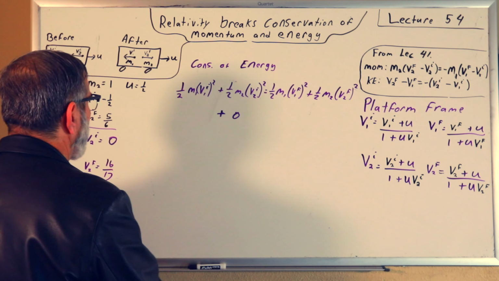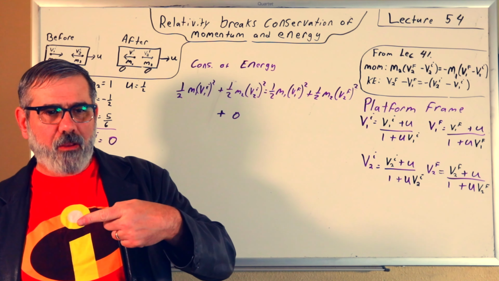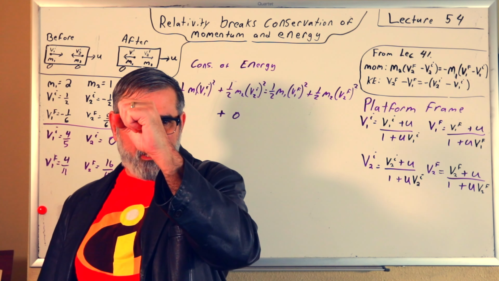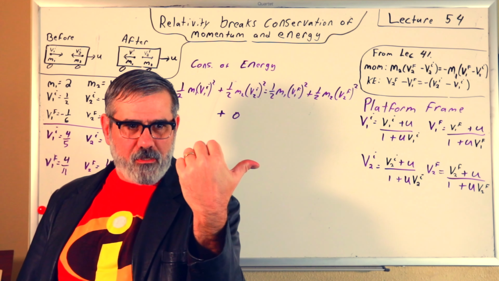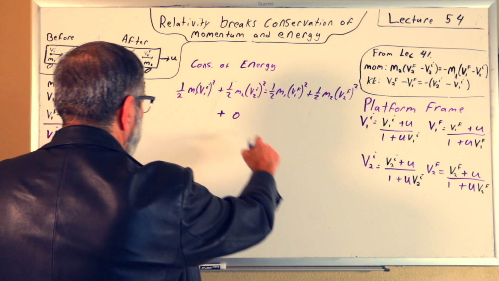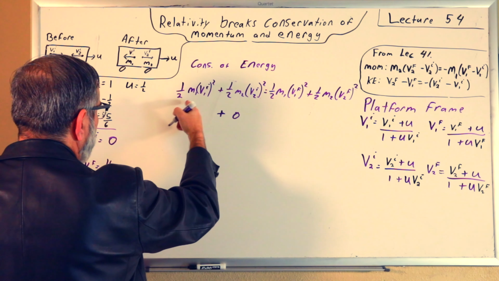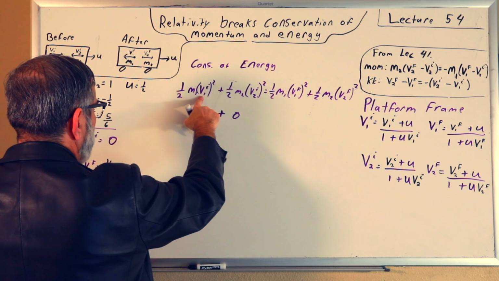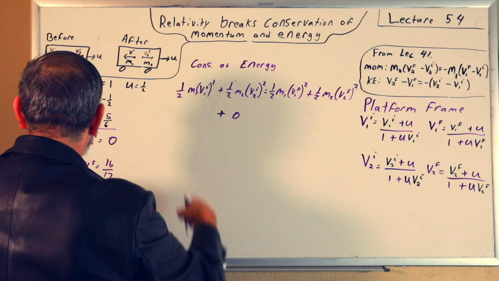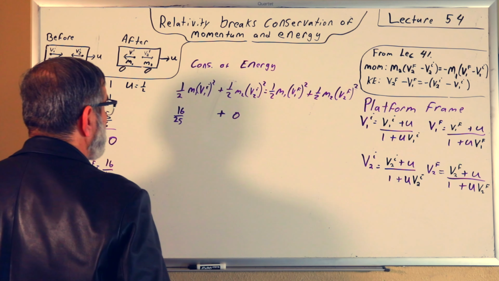At least this term is going to be easy because this will just be plus 0 because V2 initial is 0 in the platform. Right, remember that V2 initial was moving with the same magnitude as the train was going forward, so from our perspective it's just sitting still, right? Because it's going backwards at the same speed that the train is going forward, so it just appears to stand still from our perspective. So that one's easy. The first one, 1/2 M1, that's just going to be 1 because M1 is 2, times V1 initial squared. Well, V1 initial is 4/5, so that's going to be 16/25.